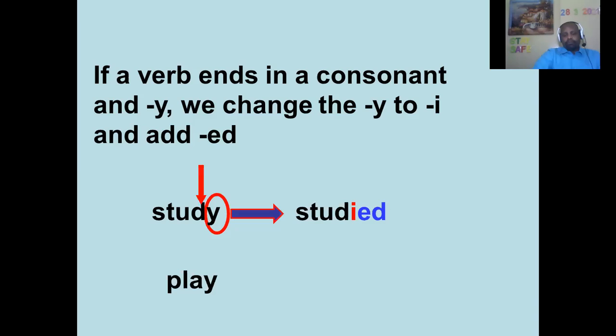Another example. Play ends with Y. But remember, look to the letter before the Y. What is it? A. Is it a consonant or a vowel? The A is a vowel. So just add ED. Remember, this is very important. Study, we change the Y into I. Why is that? Because before the Y, it is a consonant. The verb play, we just add ED. Why is that? Because before the Y, we have a vowel.